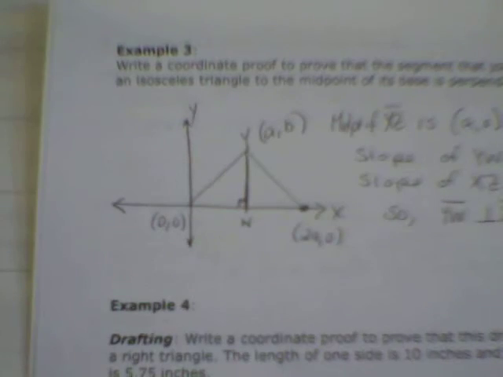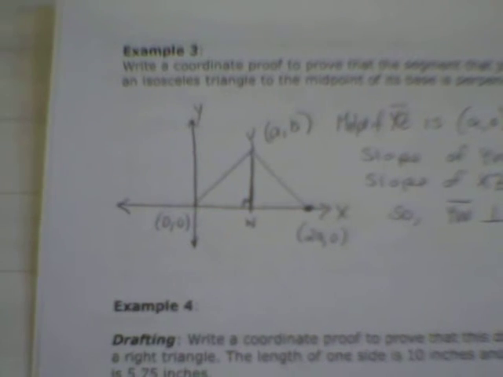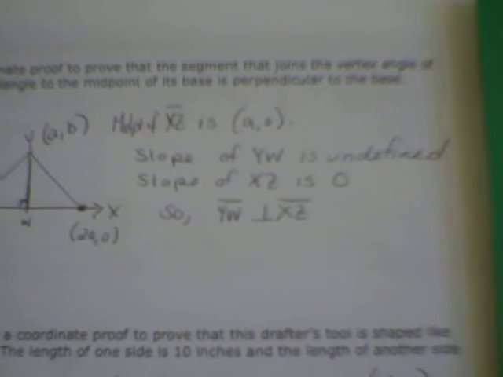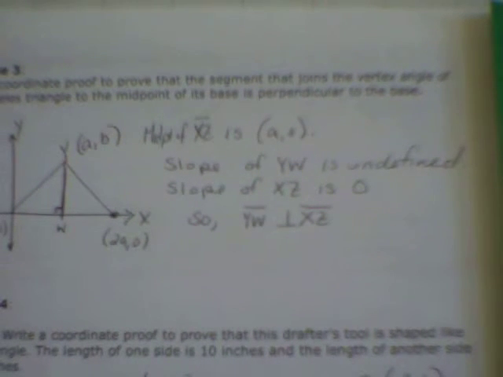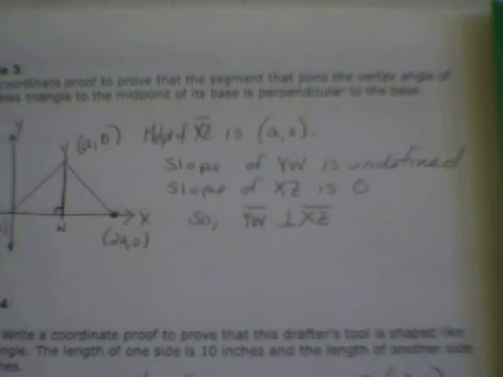Now, when you're looking at my proof over to the right-hand side, first thing I did was I found my midpoint of x, z, and this is my z, which is a, 0, because I'm taking half of x, which is going to be a, and 0, half of 0 is always 0. Then I'm going to find the slope of yw. So yw is this vertical line right here. The slope of a vertical line is undefined. I then look at the slope of xz, which is going to be 0 in this case, because it's the horizontal line.